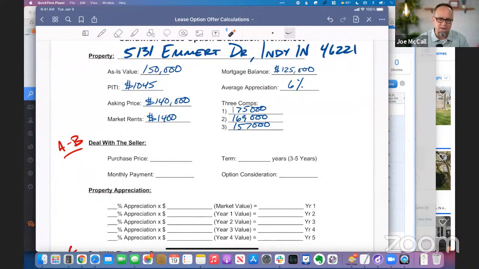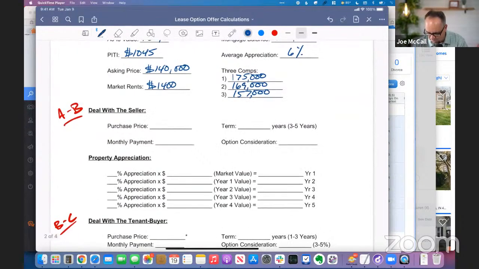See, I want the tenant buyer to have a lot of incentive to want to buy the house when they can get ready for a mortgage. I want them to work hard at getting a mortgage. And you'll see why here in a minute, because the profits on these types of deals are really, really good.